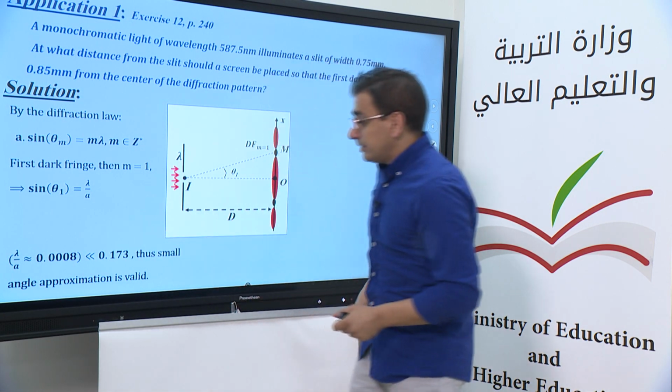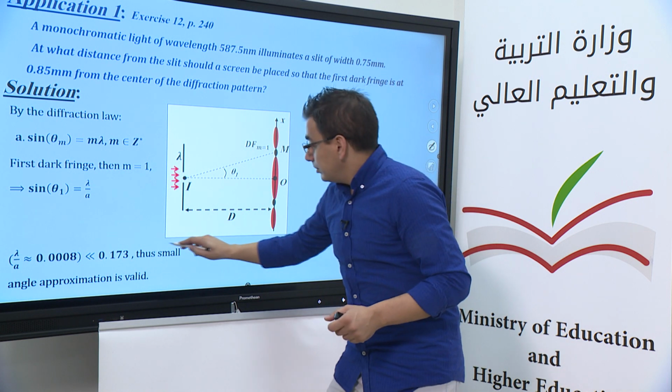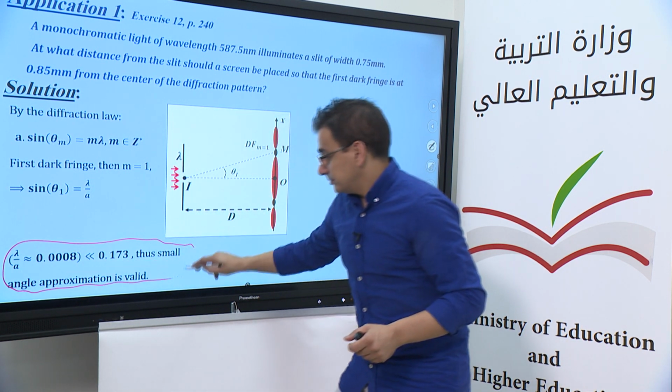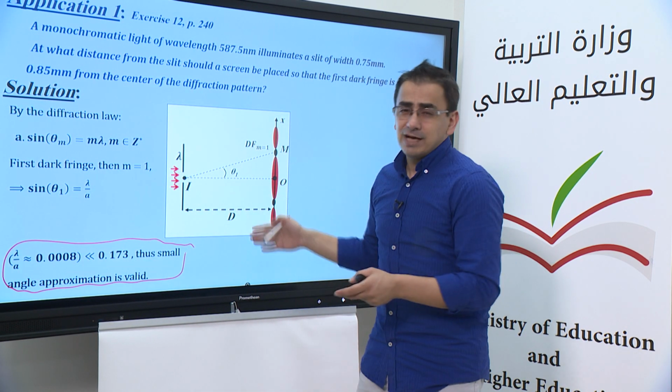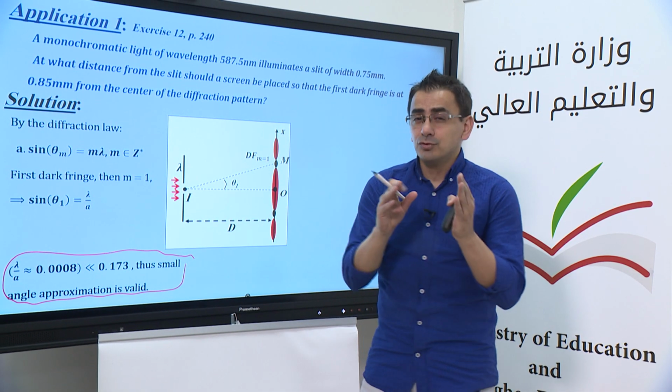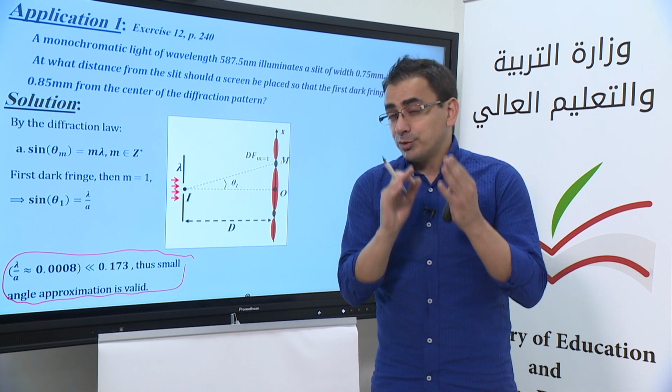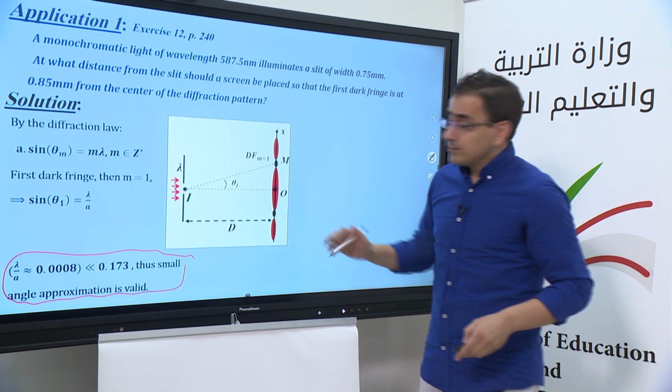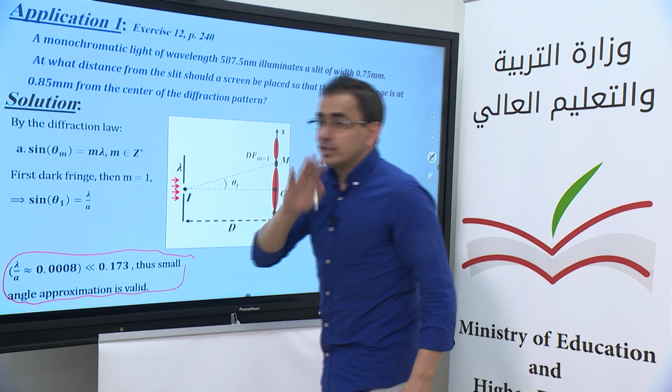Now, this step is not obligatory, honestly. Since in diffraction we always have small angles, if you just omit this, it's fine. I just added it for those who need to be accurate and precise about their calculations. So, the small angle approximation can always be used.